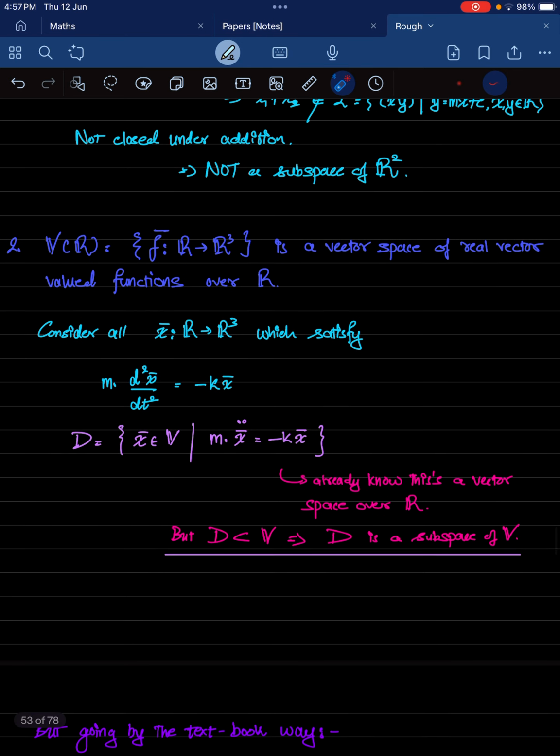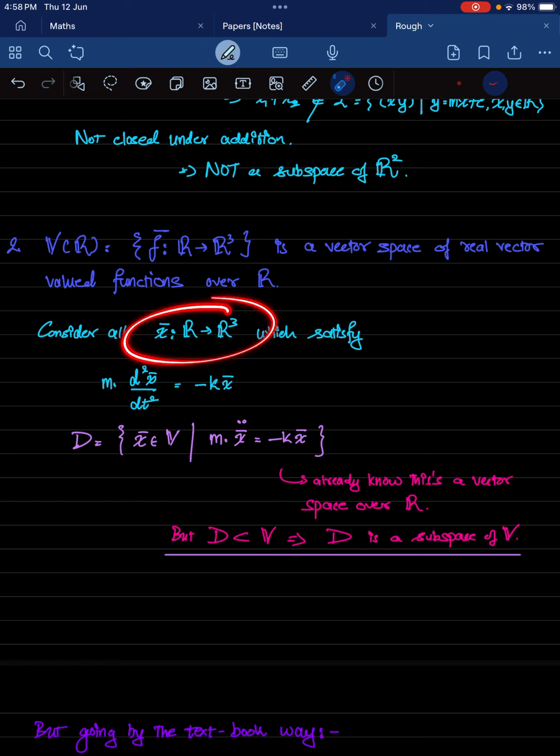Alright, now we'll take a bit more of a complicated example. It's the same example as a few videos before, and that is the example of a spring mass system. So again, V of R is going to be the set of all functions that map from the real numbers to the R3 space. This set of vector valued functions is a vector space of functions over R, that is the set of real numbers.